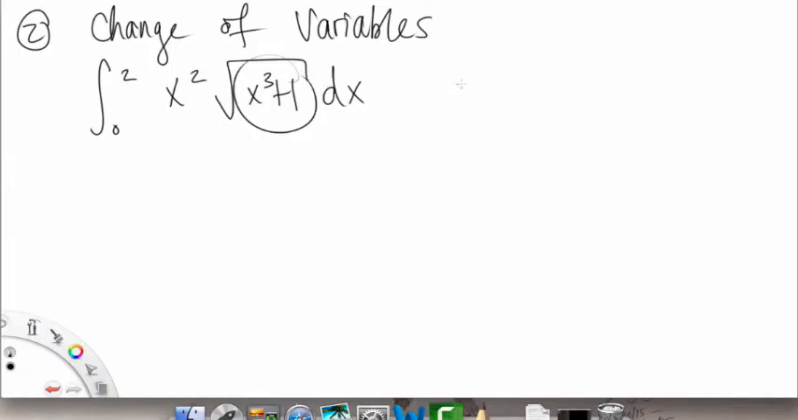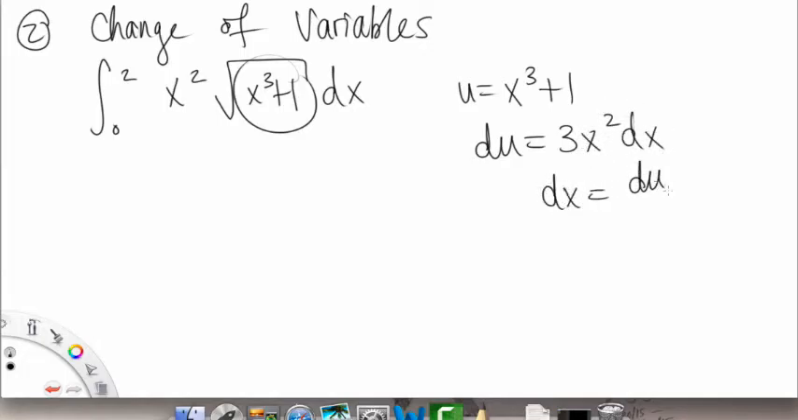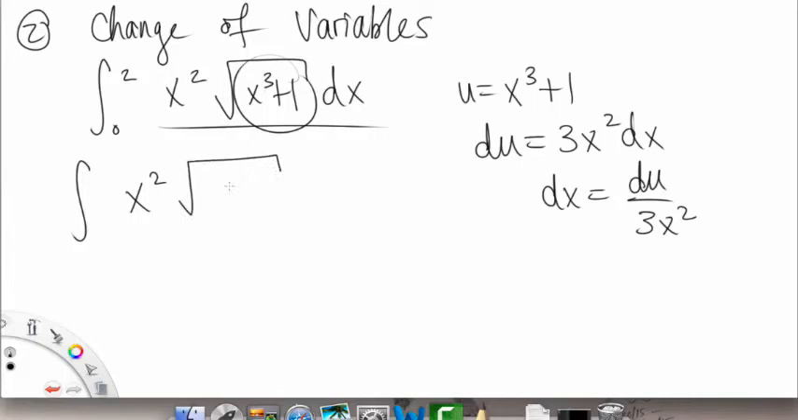Again, we're going to pick our u to be x to the third plus 1. Therefore our du is equal to 3x squared dx, and so dx is consequently du over 3x squared. Now we're going to replace everything in here with u's where we can. So we have the integral of x squared times the square root of u, since x to the third plus 1 is replaced with a u, and dx is replaced with du over 3x squared.